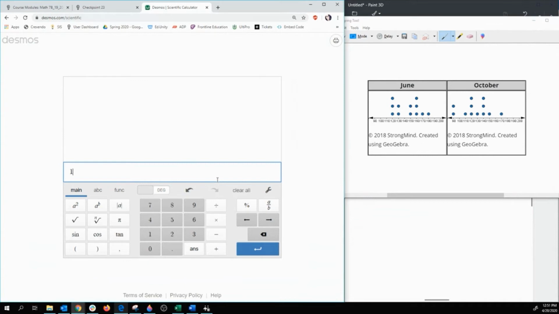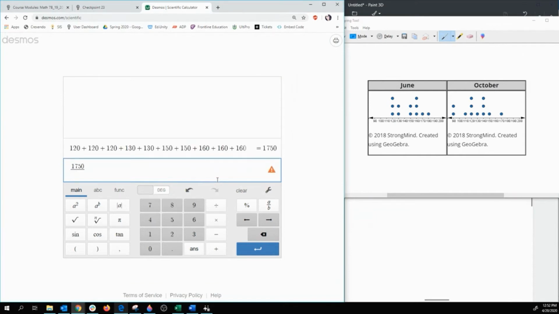So I have 3 dots above 120, so I'm going to add 120 3 times. I have 2 dots above 130, so I'm going to add 130 2 times. I have 2 dots above 150, 3 dots above 160, 1 above 170, and 1 above 180. That gives me 1750, and I'm going to divide that by how many dots I have for June, which would be 5, 10, and 12.